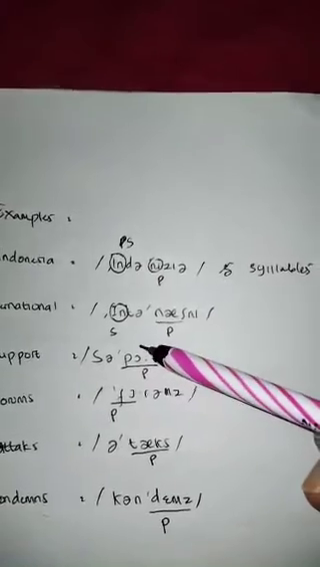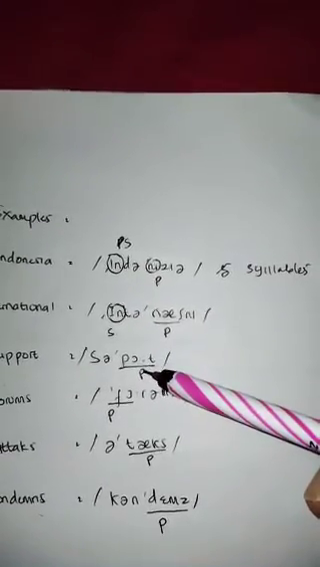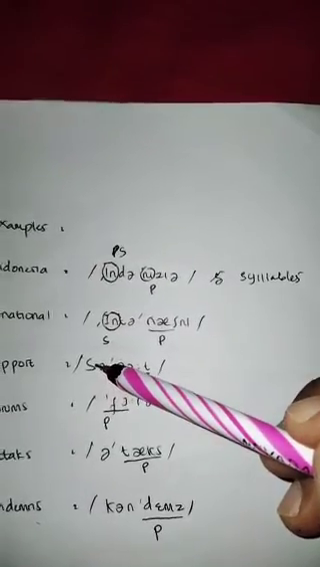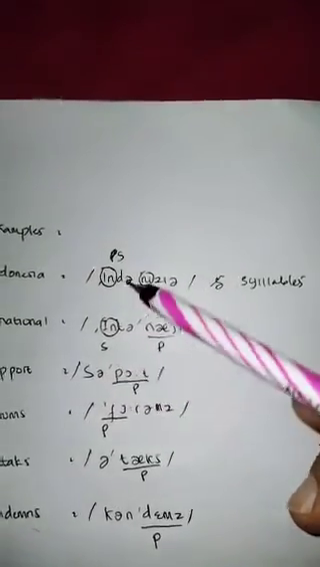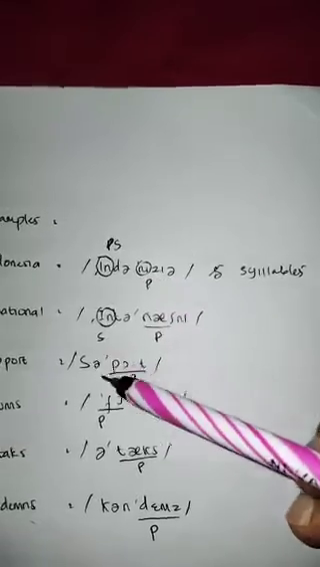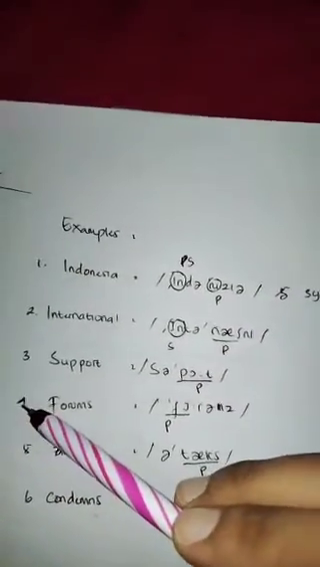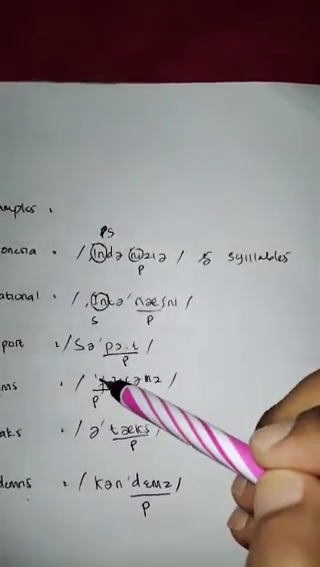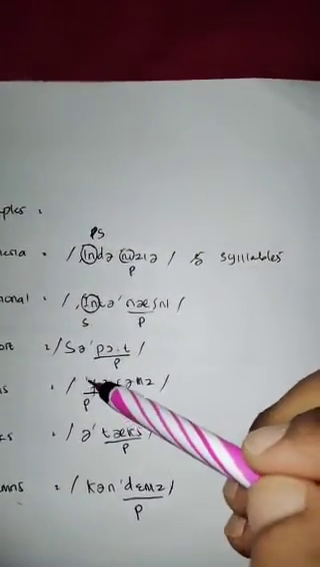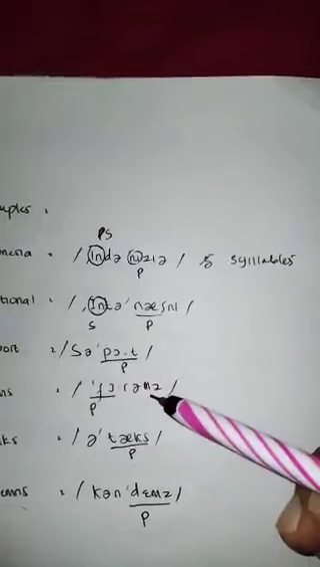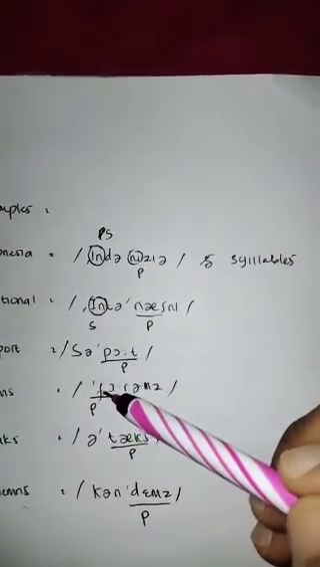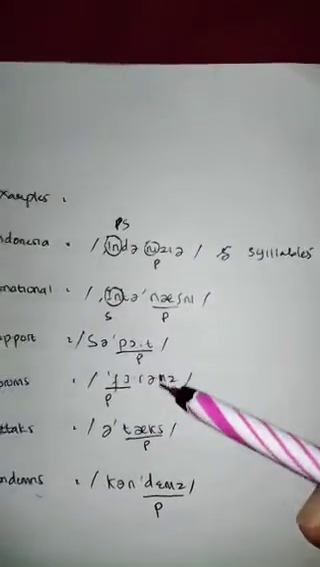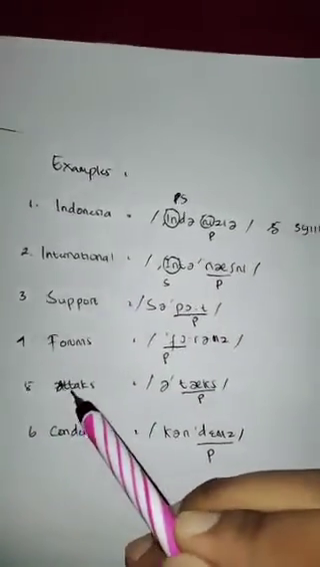Next, support. Port is primary stressing. And you can read support, support. Number 4, variants. There is a mark here, so you can read the word like this: variants, variants.